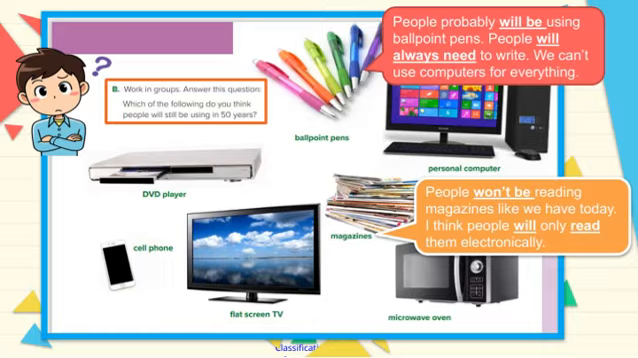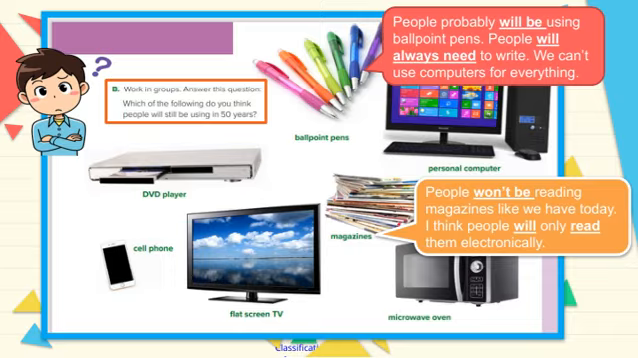People won't be reading magazines like we do today. I believe that in the future, magazines will primarily be consumed electronically. This shift reflects how technology is changing the way we access information and entertainment. People probably will still be using ballpoint pens. Despite all the advances in digital tech, there's always going to be a need for writing by hand. There's something about physically putting pen to paper that remains important.